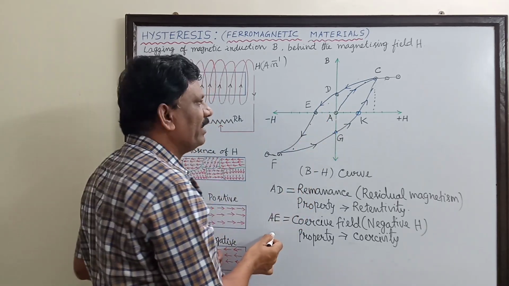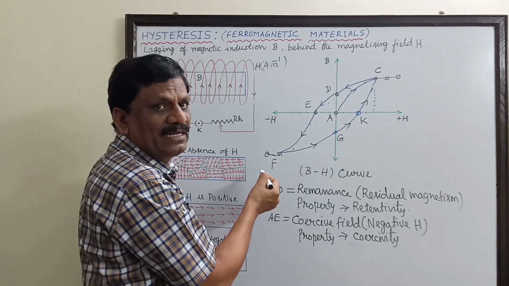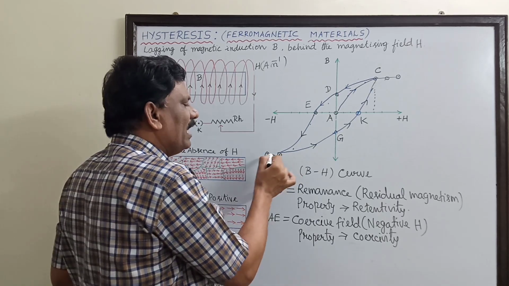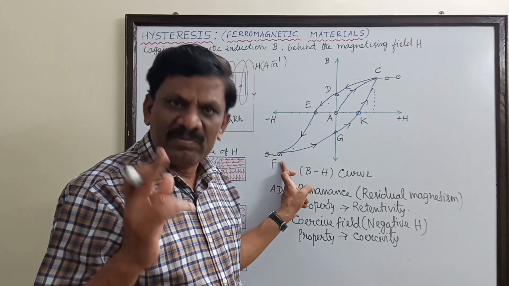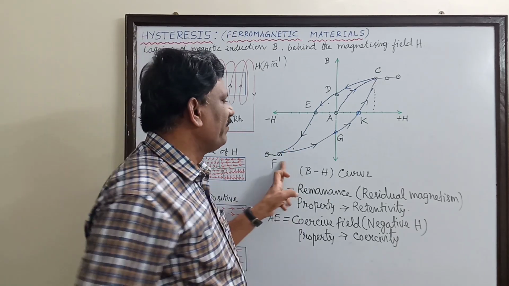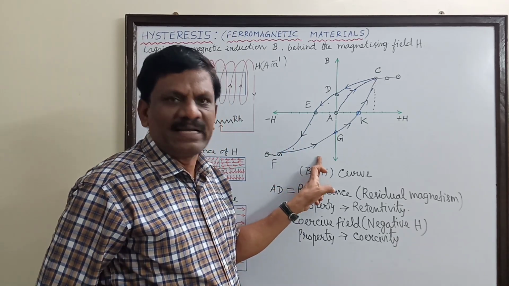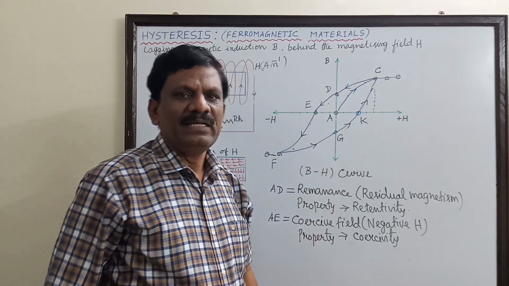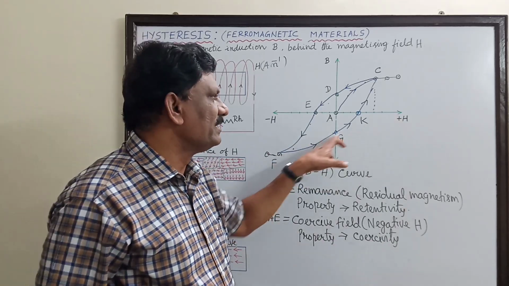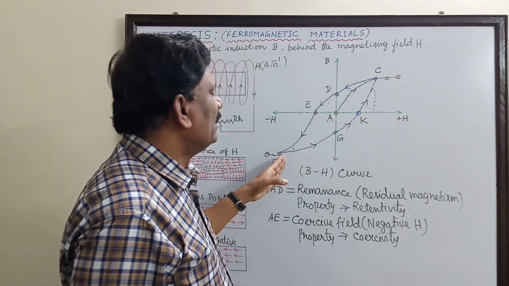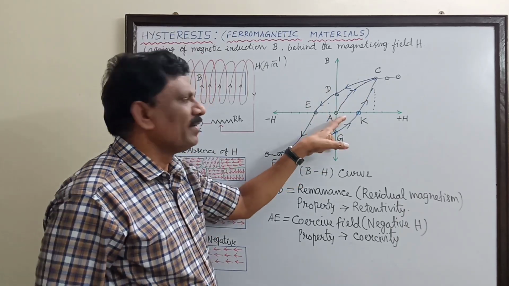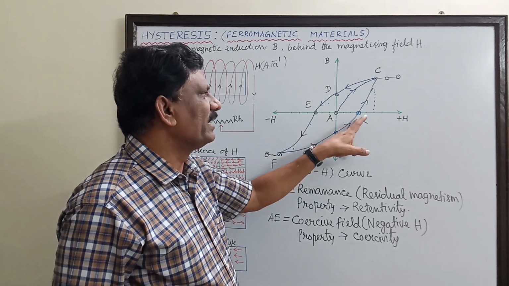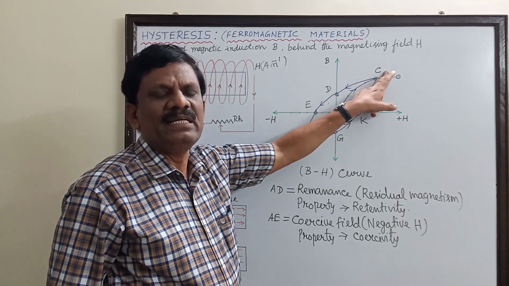Then when coercive field is increased in the negative direction, it reaches a saturation at a point F. And once again from the point F, the negative magnetizing field is reduced by reducing the current and it is brought to 0. And then once again it is increased in the forward direction. H is increased in the forward direction, so that the total graph starts from A, passes through the points C, D, E, F, G, K, and once again back to C itself.